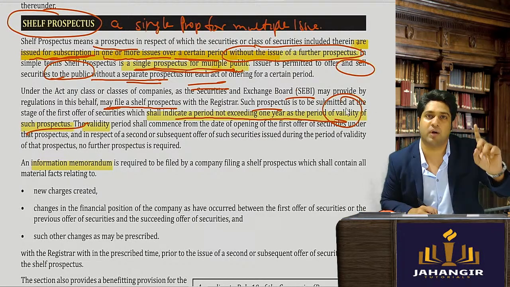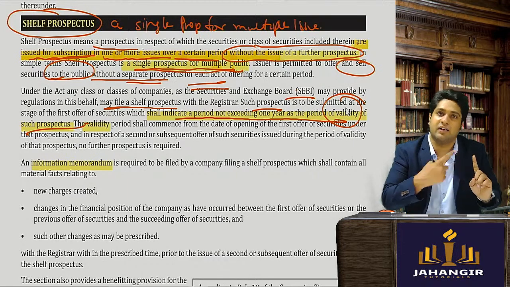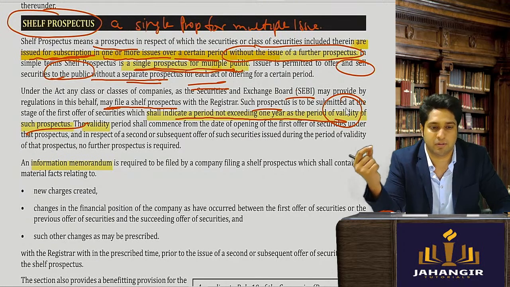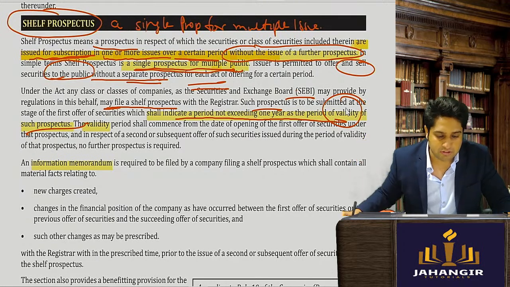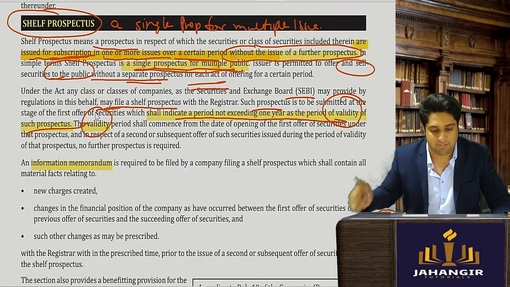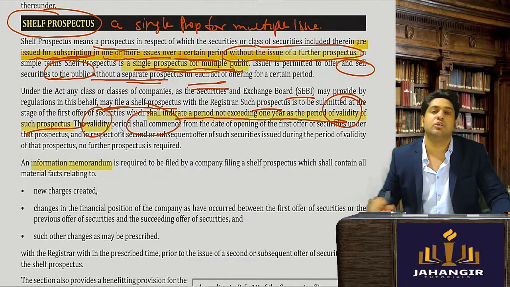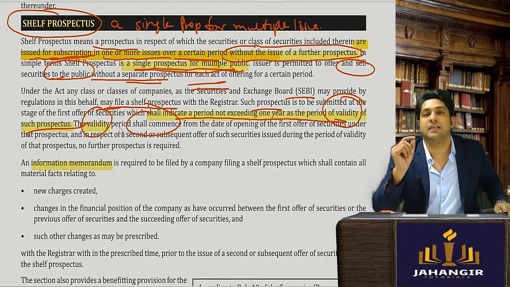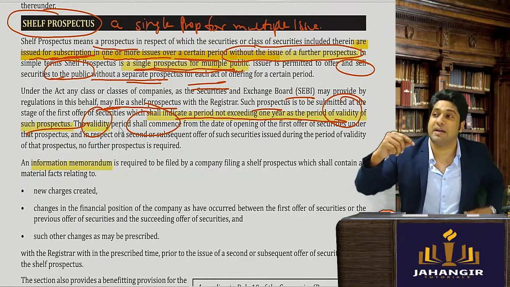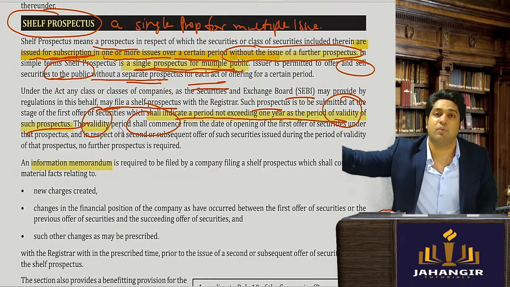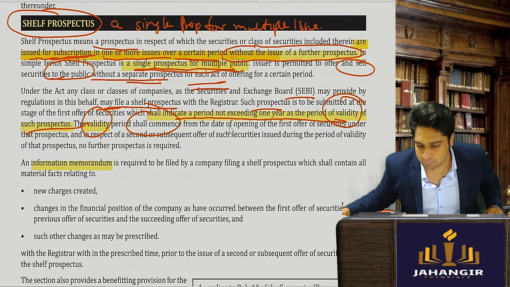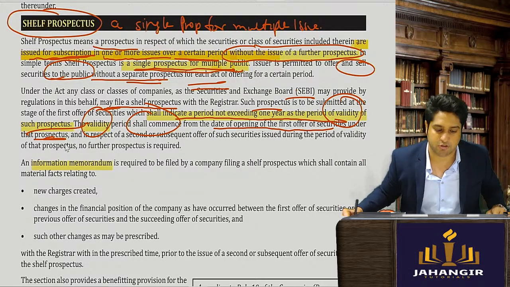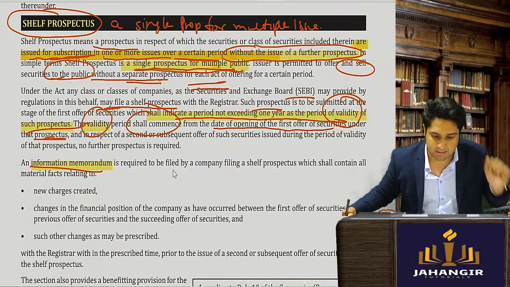So validity will be 1 year. So within 1 year I can keep going unlimited times, but every time I go I have to file information memorandum in PAS 2. Now this validity period of 1 year starts from when? From when does it commence? So it commences not from the time they have given me permission. It commences from the time when I have made my first issue. From that 1 year will be counted. So shall commence from the date of opening of the first issue under the shelf prospectus. Okay. An information memorandum is required to be filed.